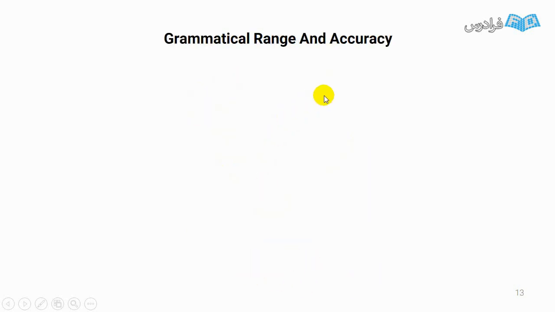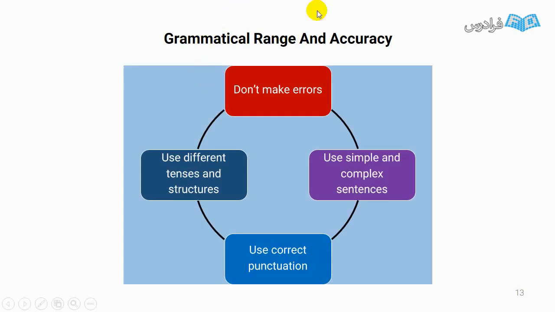Grammatical range and accuracy. The first point, don't make errors. You have to write error-free sentences. Then use different tenses and different structures. We will talk about these points. And use correct punctuation. This part is really important, and many test takers ignore it. And use both simple and complex sentences. Exactly, a useful combination of these kinds of sentences.